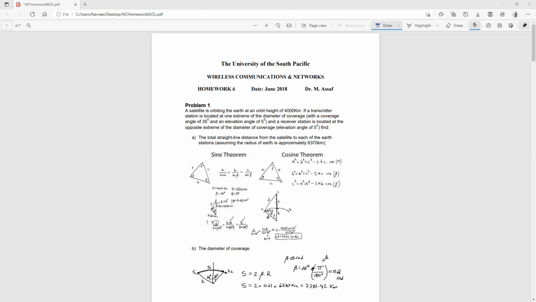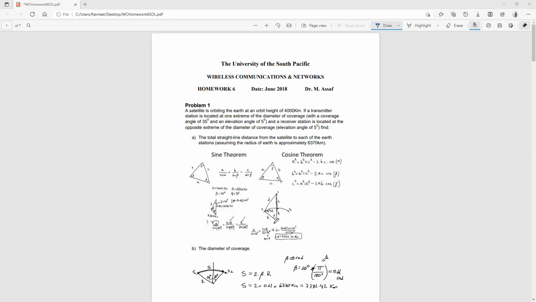So in this triangle, this part is the radius of the Earth, right? This side over here will represent the height of the satellite from the Earth's surface, plus the distance from the Earth's surface till the center of the Earth, which is my radius. So this particular side will be represented by h plus r, right? And the distance between the satellite and the Earth station will be represented by d.